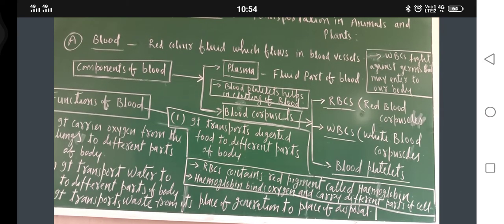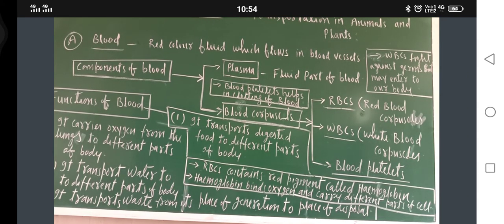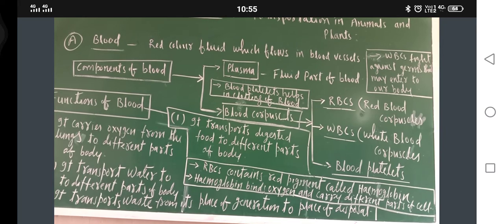Now you will ask, what is the function of plasma? So actually it is the fluid part that contains some nutrients. Okay, and in this liquid part only these cells are there. If plasma is not there, these cells, RBC, WBC, blood platelets, they may die. So that is the function of plasma, to keep alive the RBC, WBC and blood platelets, and provide them nutrients.